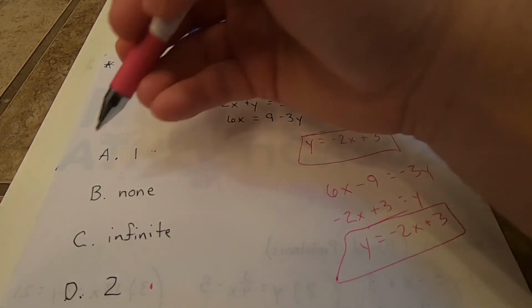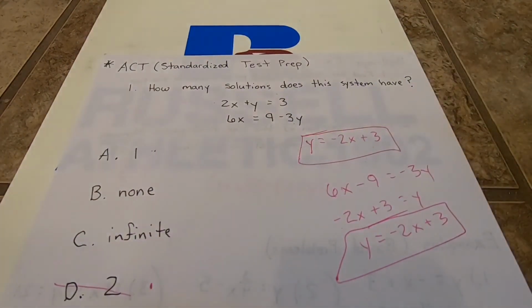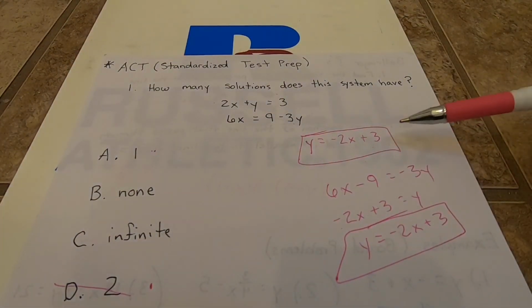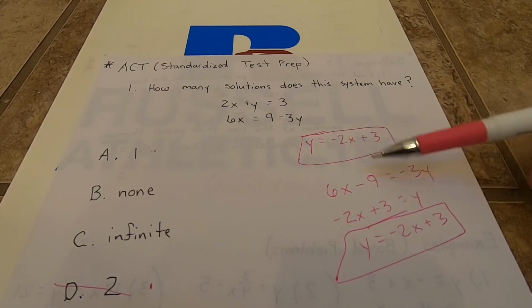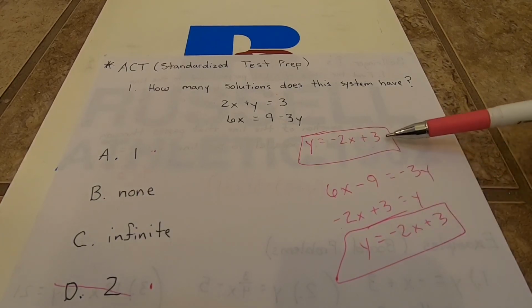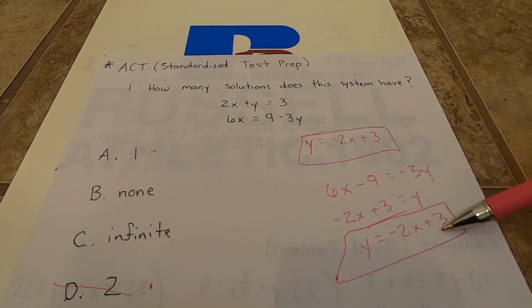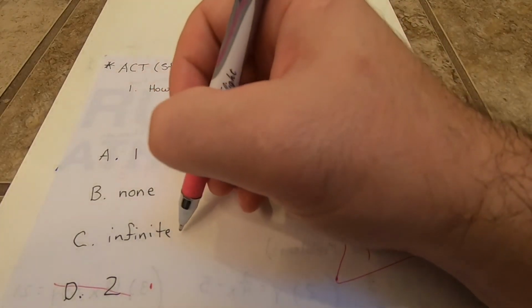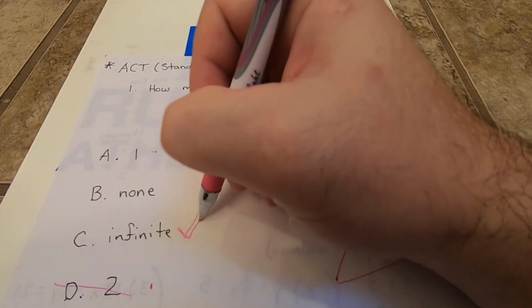So D, I hope that we could mark out. And then when looking at our two problems, we have the same slope, we have the same y-intercept. This tells me that these two functions are the same. Since they're the same, they will cross infinitely many spots, so the correct answer would be C, infinitely many.